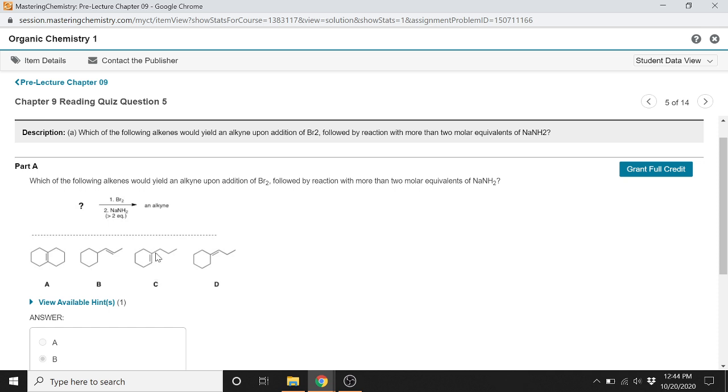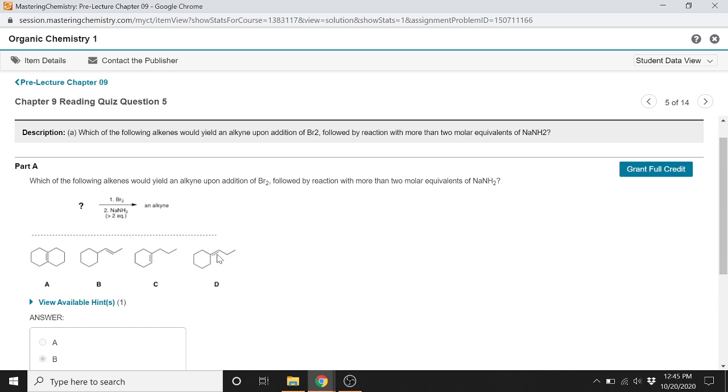We look here, 1, 2, 3, 4. Well, again, that can't even add another pi bond there, can we? And so C becomes a non-go. It's just a non-starter. We can't do it at all. It's not possible.